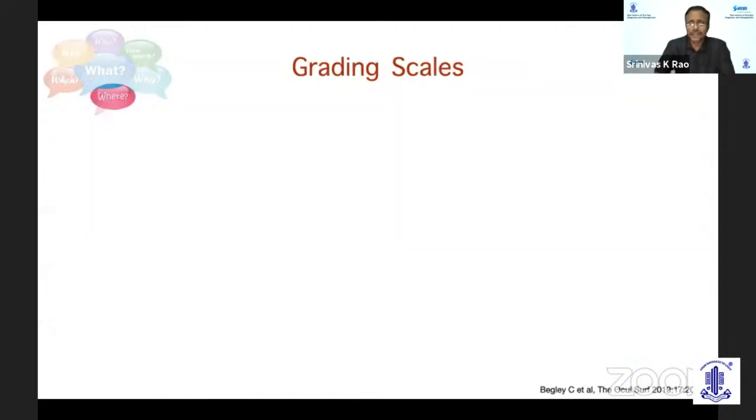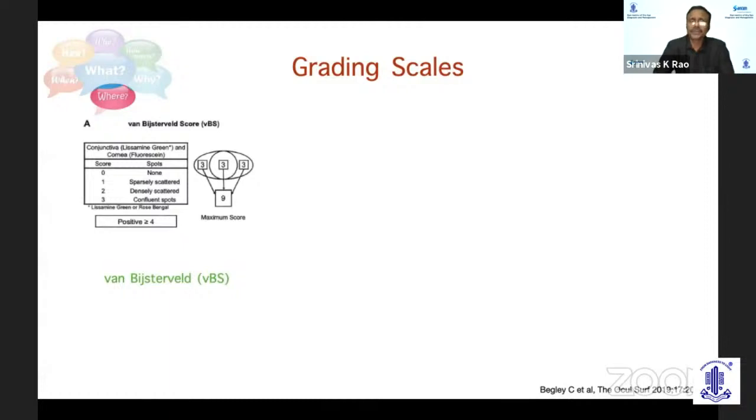So where do we look for this? Basically, the first grading scale that was used was the Van Bijsterveld score. When he used rose bengal to stain the entire ocular surface, he divided it into 3 parts, and each of these he scored semi-quantitatively from 0 to 3 for a total score of 9.